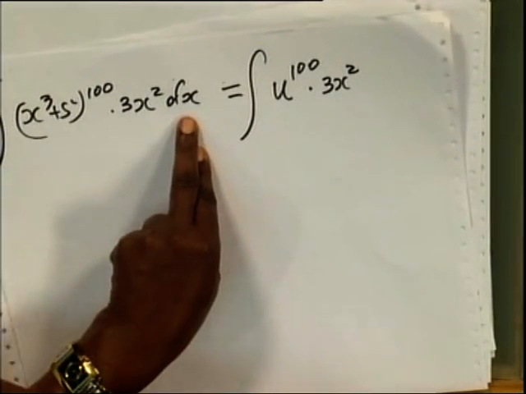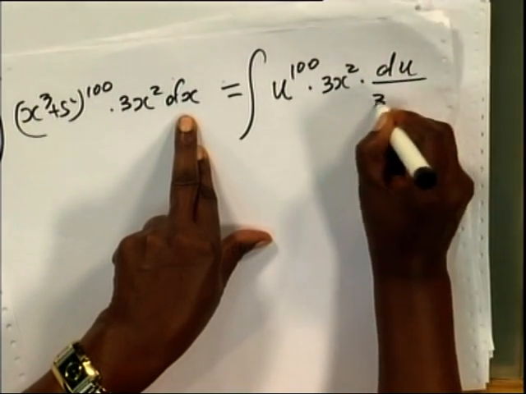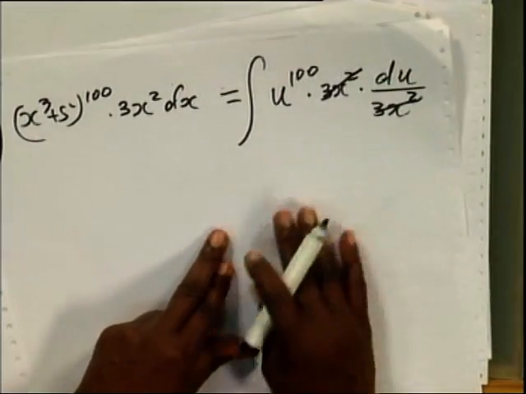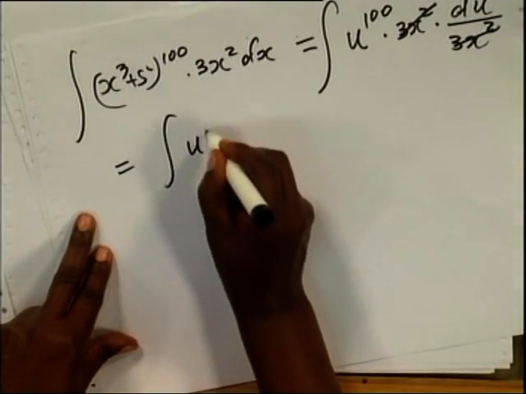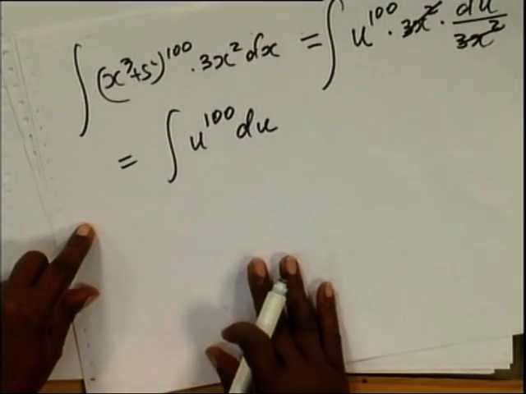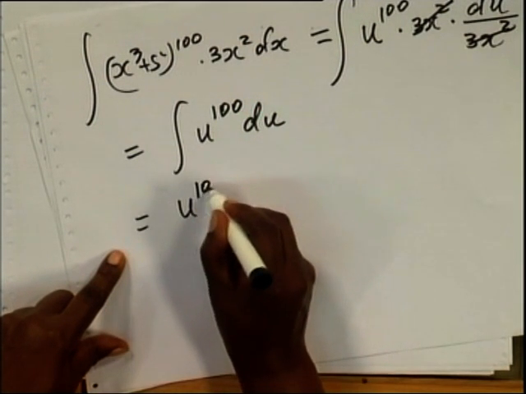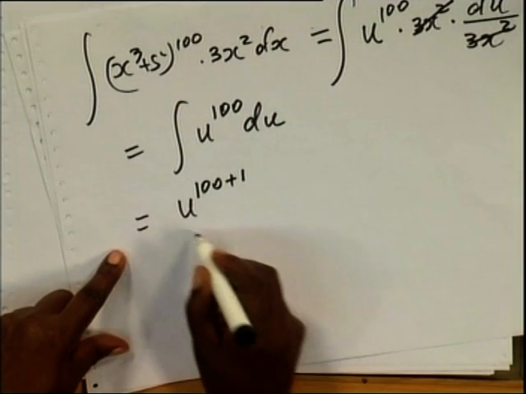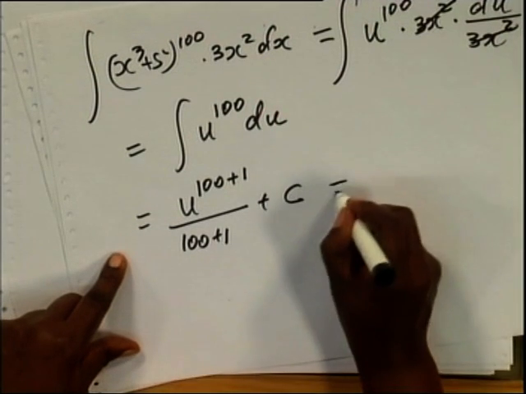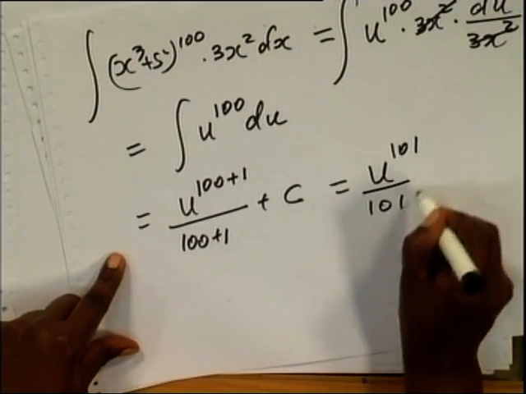Now from the substitution there, my dx was equal to du over 3x squared. Now you see that 3x squared cancels with this one. Then I'm going to remain with the integral of u to the power 100 du. Now I go back to my power rule. The integral, by the power rule, is going to be u to the power, increase the power by 1, divided by that sum, plus c. Which I get as u to the power 101 over 101 plus c.